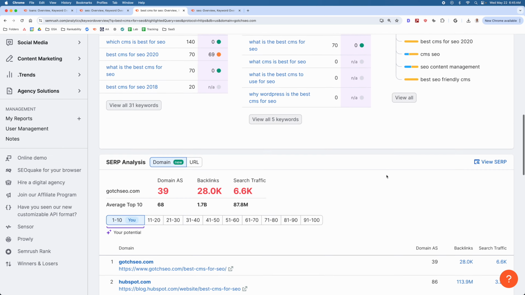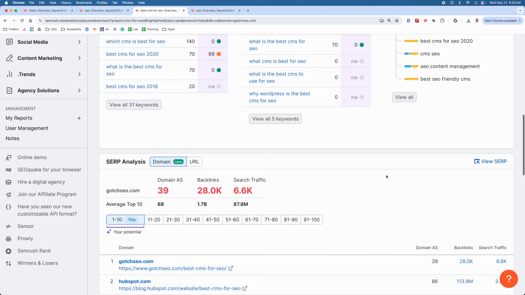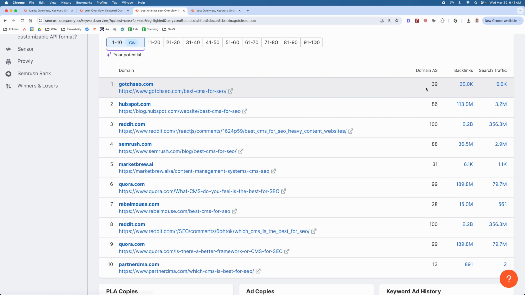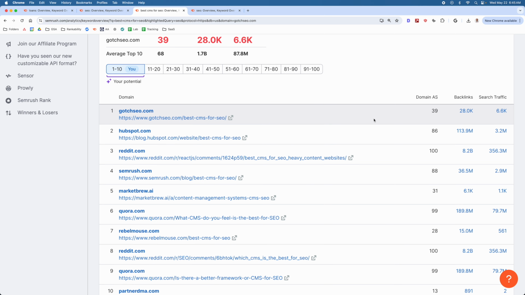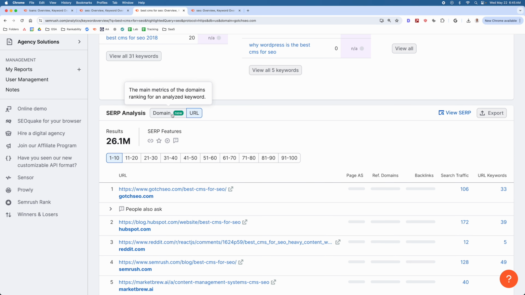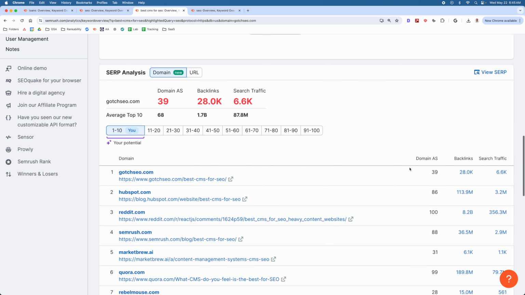Now, I am ranking well for it, but when you look at this, there's some obvious points here that you would want to look at. And for me, when I'm doing keyword research, or trying to select a keyword, I don't actually even look at the URL score very often. I'm not super interested in that. What I'm interested in is who are the big players that I'm trying to beat?